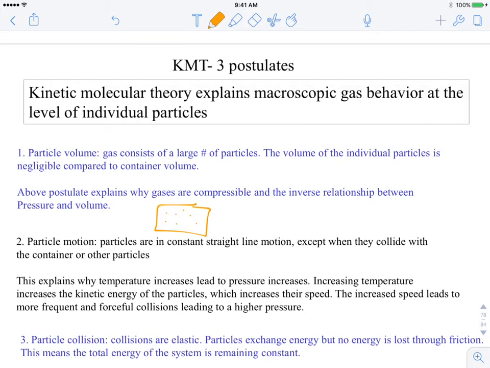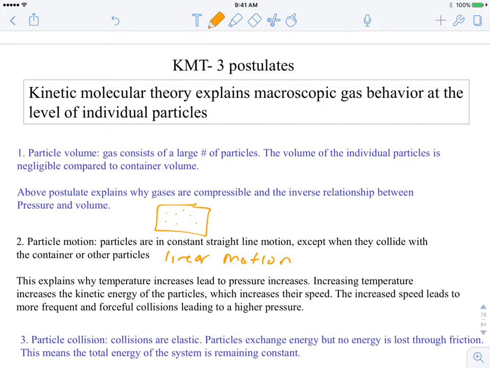The next thing has to do with particle motion. The particles move in straight line motion. This is called linear motion. And this really explains pressure versus temperature. When you increase the temperature, these particles are moving faster. This faster movement is going to give you more energy and more force. This force is going to give more collisions, more frequently, more forceful, so you're going to get a higher pressure.